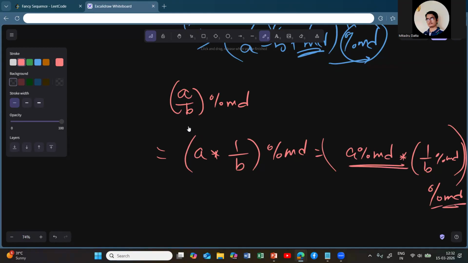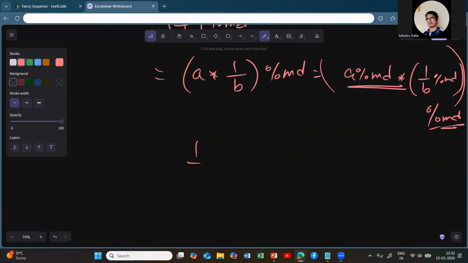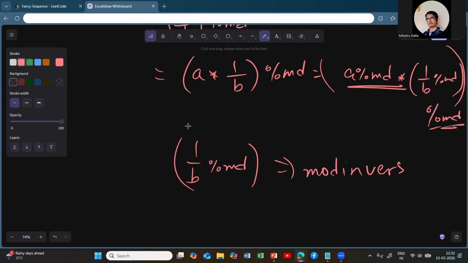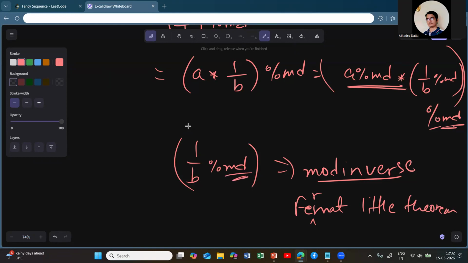But the thing which cannot be done directly is 1 by b mod inverse. So we also call this mod inverse. You can just Google how to find mod inverse. There is a proof using Fermat's little theorem. There is some theorem which talks of some prime number, some properties of modulo with a prime number.